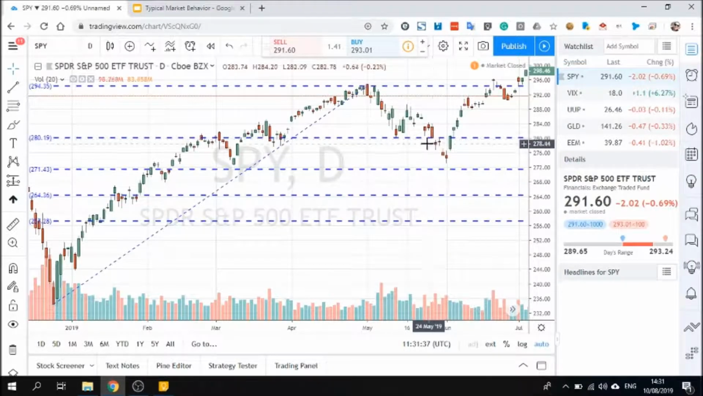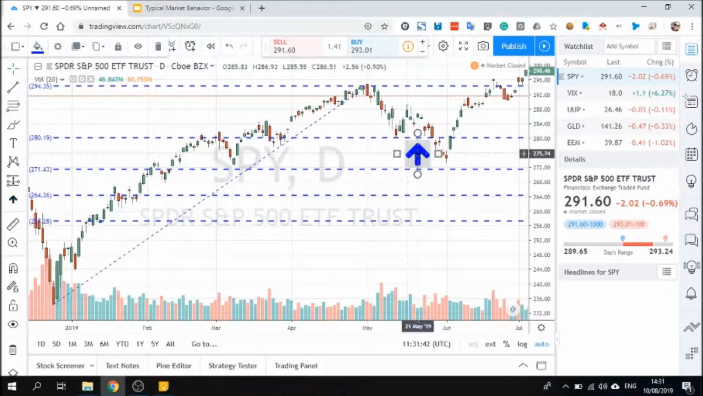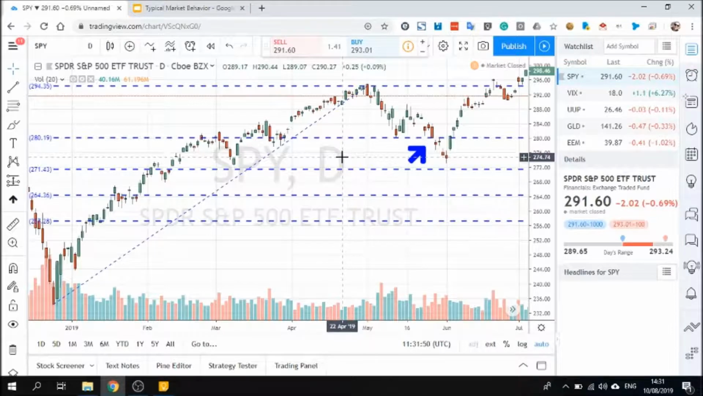And once we broke 280 here, let me just mark the place where we broke 280. Okay, so here is the place where we broke 280. If we break 280 here, we have a really significant correction and maybe the beginning of a downturn on our hands. And what we should do is reduce the position.